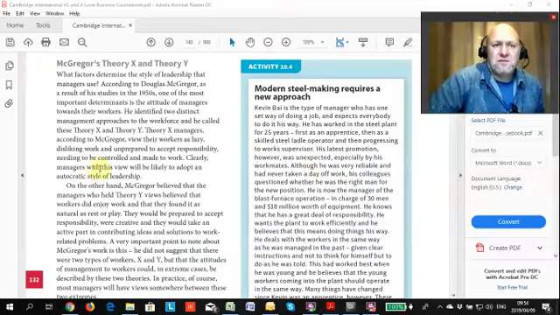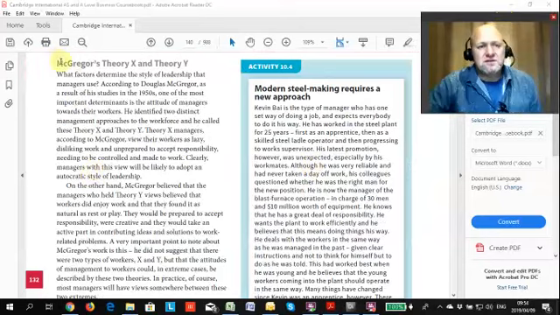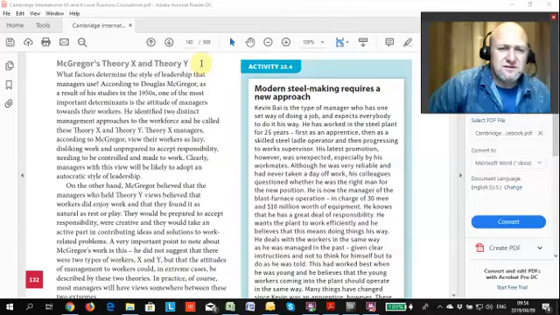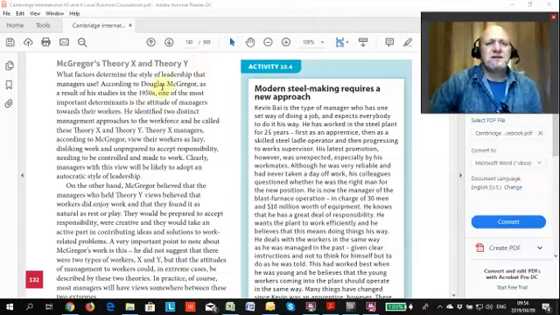Okay, so what we spoke about today in class was McGregor's Theory X and Theory Y. So what is that? There's this guy, his name's Douglas McGregor, and he studied, just after the World War in the 1950s, the different attitudes of managers to their workers.